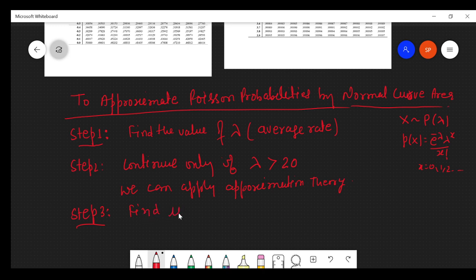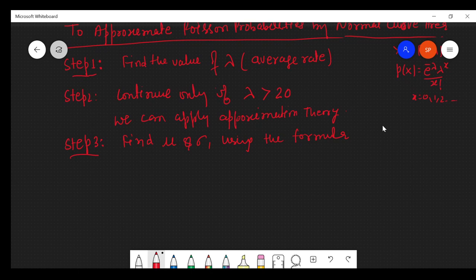Now step number 3: find mu and sigma using the formula. Same pattern, but here for the Poisson distribution it is lambda. Mu is equal to lambda, and sigma is equal to the square root of lambda.